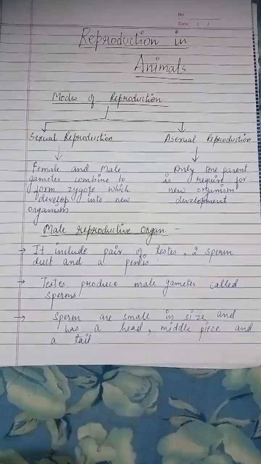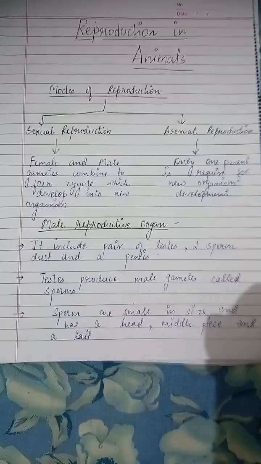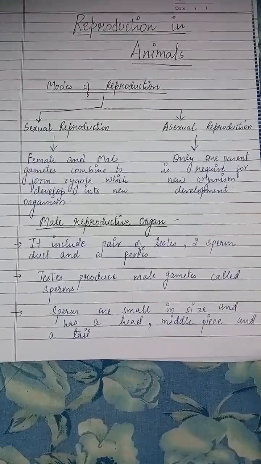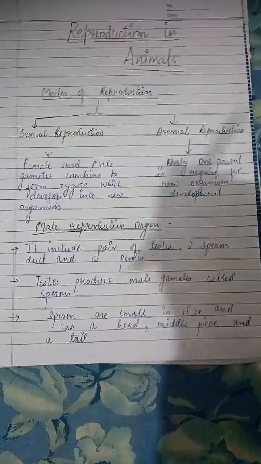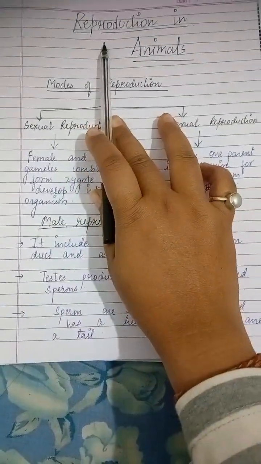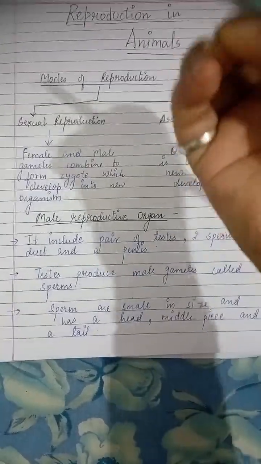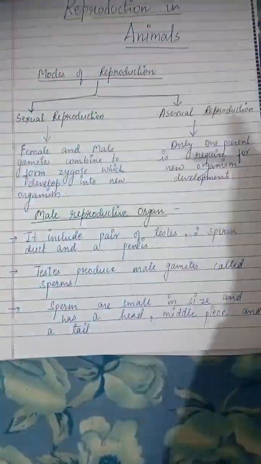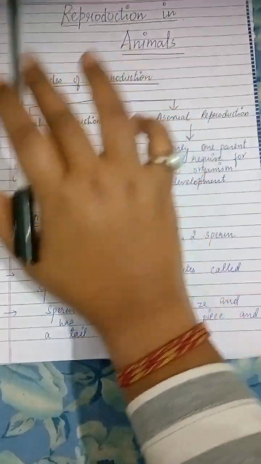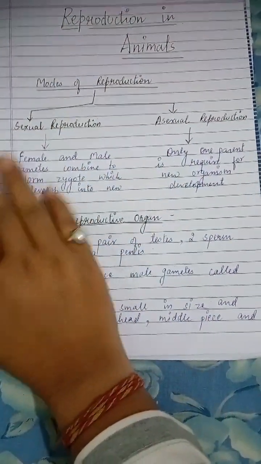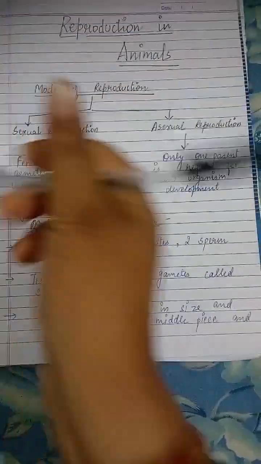So in today's video we will be discussing the chapter Reproduction in Animals for class 8. So students, the basic definition of reproduction is to give birth or to produce a new individual of their own kind. That is, production of a new individual of the same kind.